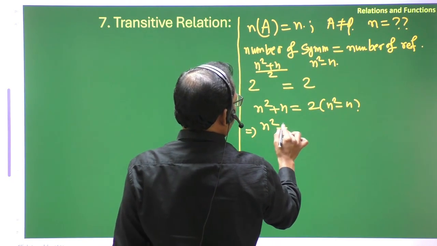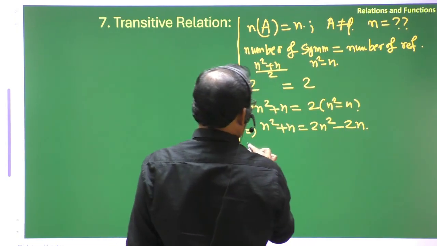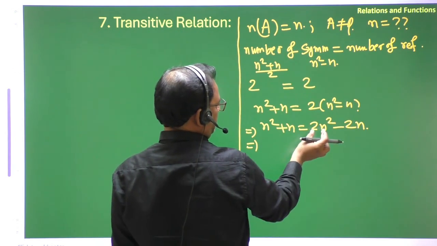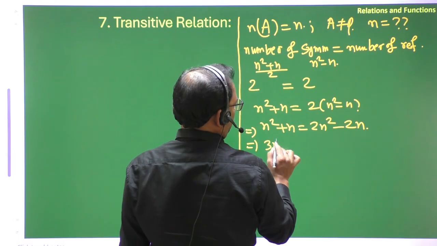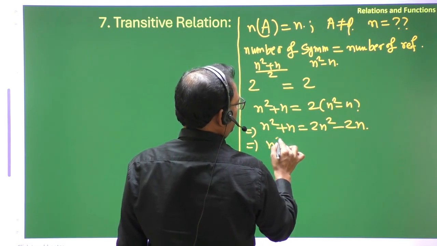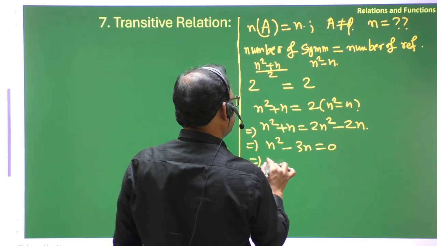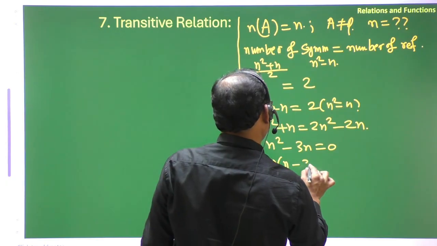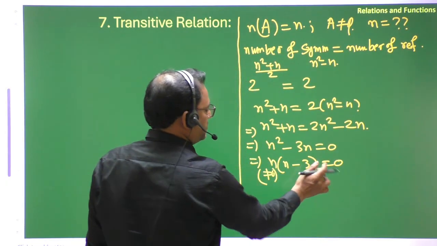Now n square plus n is equal to 2n square minus 2n. Next, take every element to the right hand side. So it will be, not 3, 2n square minus n square, which is n square, and minus 2n minus n, which is 3n, equal to 0. Now n is the number of elements in the set A. So n cannot be 0, this part is not true, so n must be 3.